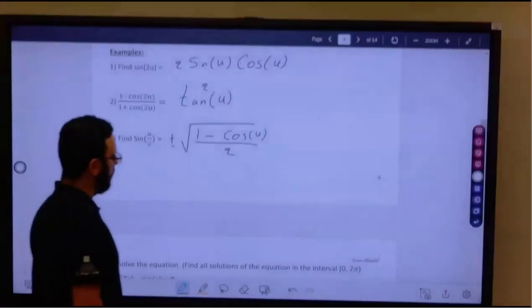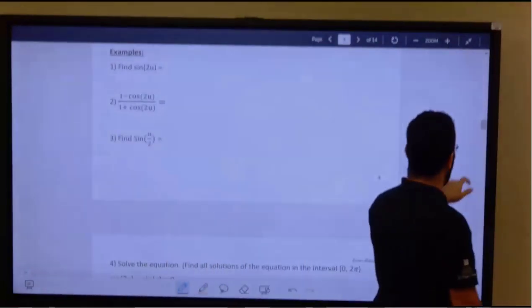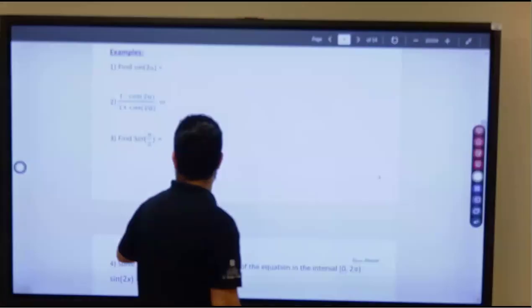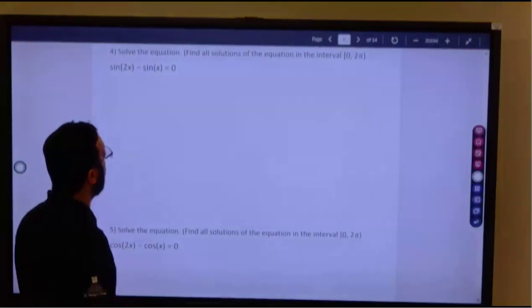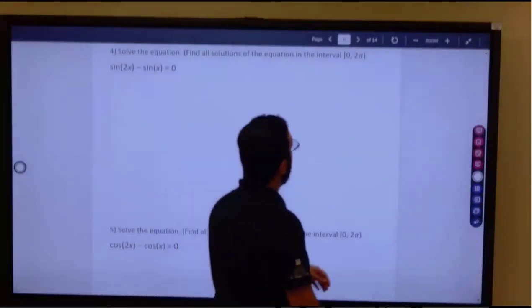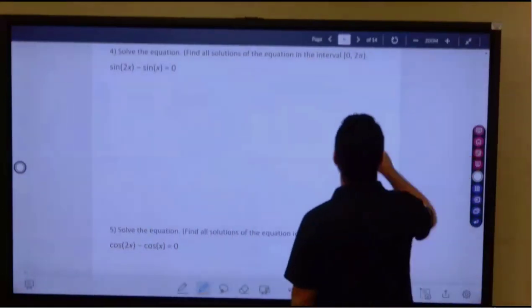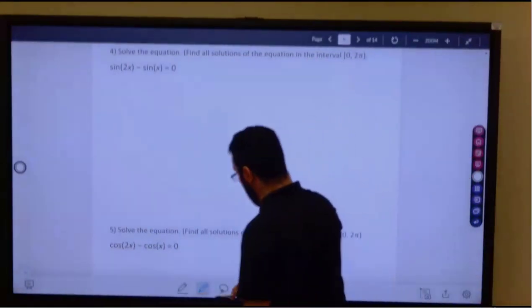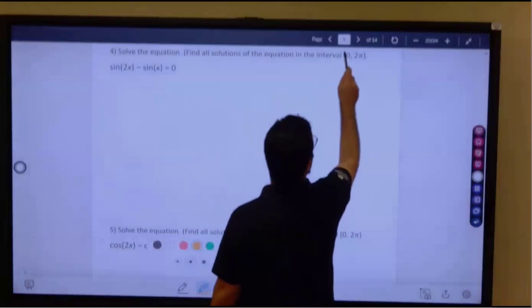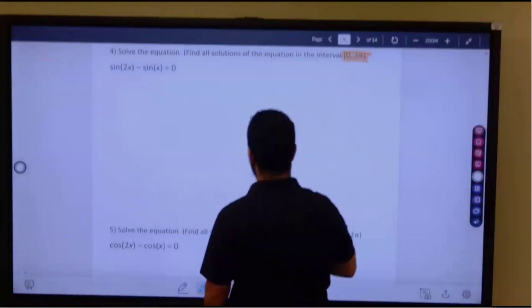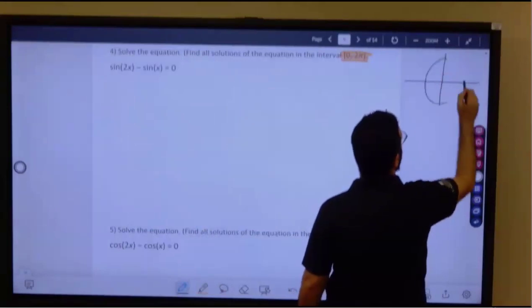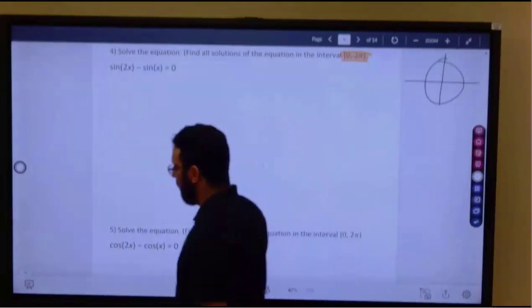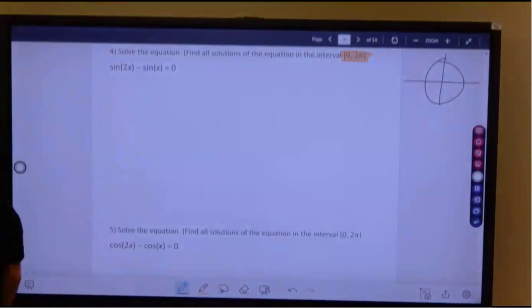Now let's go to the next example. In the next example, they ask you to solve the equations and find all the solutions in the interval. So they tell you to find all the solutions here, so be careful. We need to find the solutions only in one circle, so you have to go back to this circle. Now let's look at this example, how we're going to solve it.